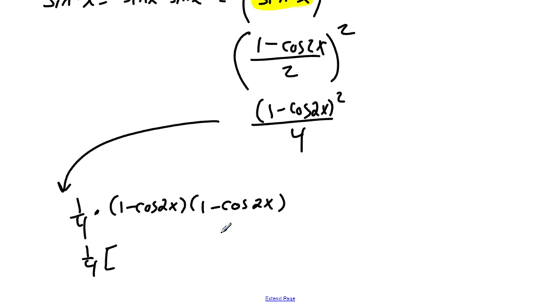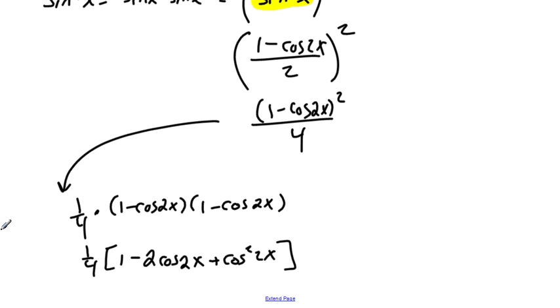And if I FOIL it out, I'll get 1 minus 2 cosine of 2x. Oops, let me go ahead and erase that there. Cosine of 2x. And then minus, actually plus, cosine squared of 2x. Okay?